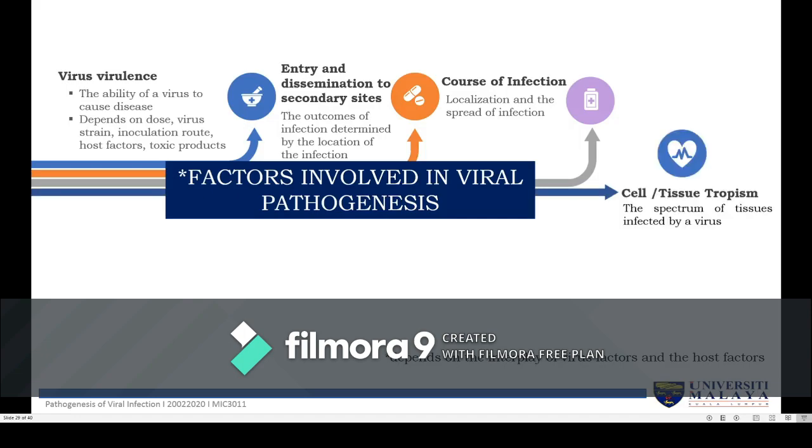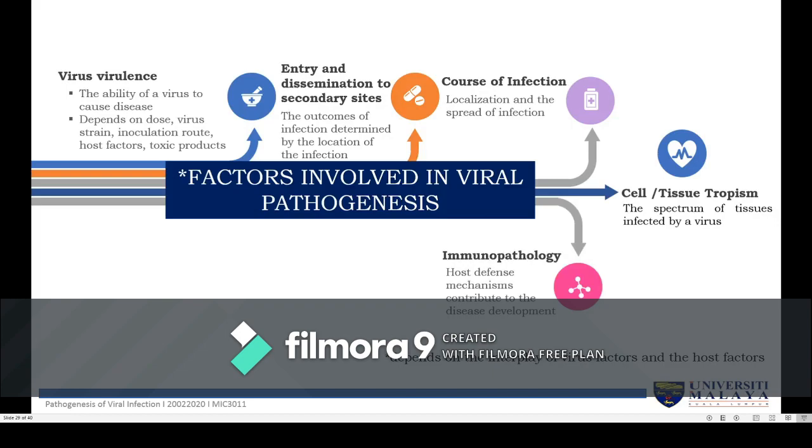And then cell tissue tropism, the spectrum of the tissues infected by a virus. I will talk more on tissue tropism after this. It means that not all viruses can infect all tissues or cells. So the possibility for a virus to cause infections, yeah? A virus with more tissue or cell tropism, that can actually receive this virus, will be more problematic compared to those that are specific only, yeah?